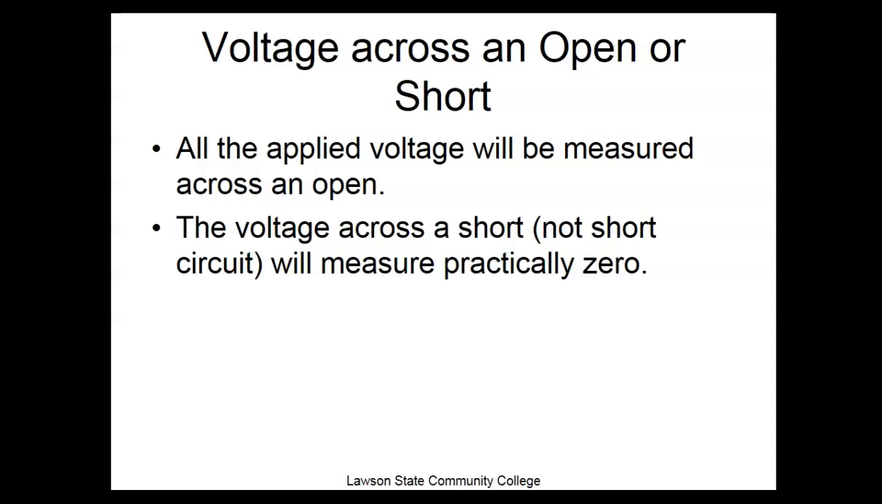A fuse is supposed to allow current to flow through it. If you check a fuse with an ohmmeter, it should have almost 0 ohms of resistance. It should drop 0 volts. So if you put your voltmeter across a good fuse, it's going to measure pretty close to 0 volts. It has to drop a little bit of voltage, because that's the way it blows.